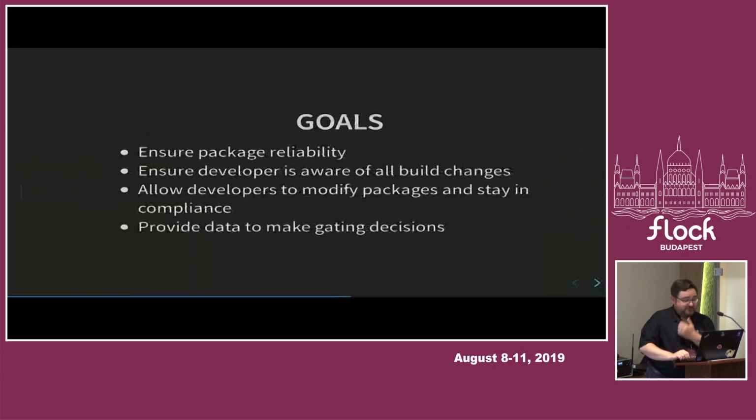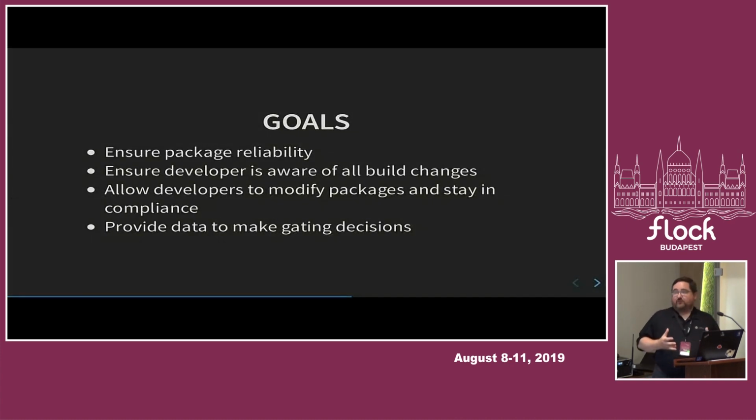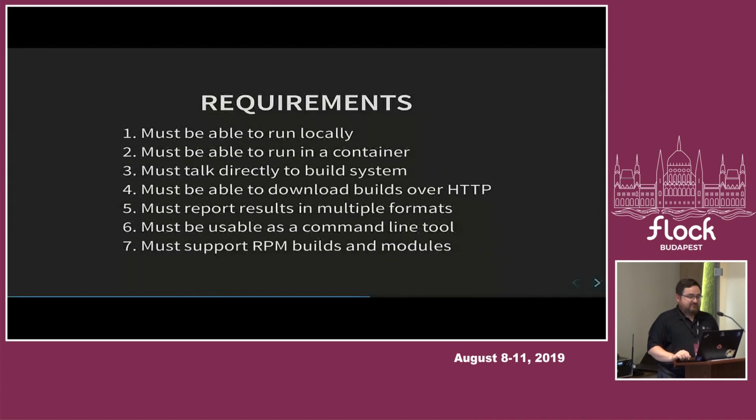Okay, so back to rpminspect. So going through all of that code, I thought this is going to be very difficult to make usable in the Fedora space. So what are the actual goals here? Ensure package reliability, developer is aware of the build changes. We want developers to be able to modify packages and stay in packaging compliance. But we also want to provide data in a CI environment to make decisions. I wrote this down. Got to be able to run it locally. Got to be able to run it in a container. Basically do all the things that RPM diff can't do directly right now, that it relies on external tools to do.